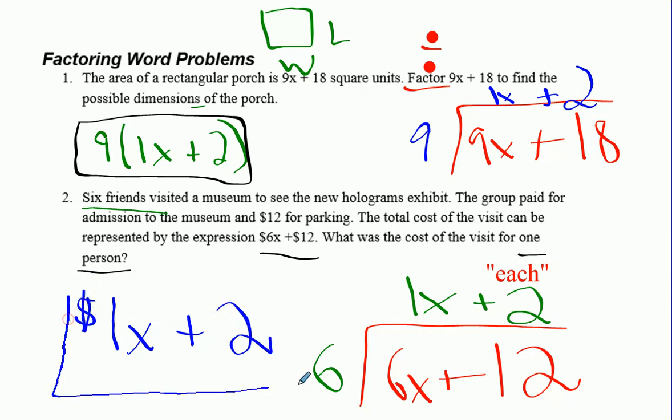So 6 people paid this much and got this answer. And that makes sense, because if I times this answer by 6, I get back to 6x plus 12. So you see how these two questions are asking me to do the same thing, but my answers are slightly different. This time, I didn't use the 6. I didn't use the GCF because it asked me how much for one person. And this is telling me I want 2 answers. I want the possible dimensions, so I need both parts.